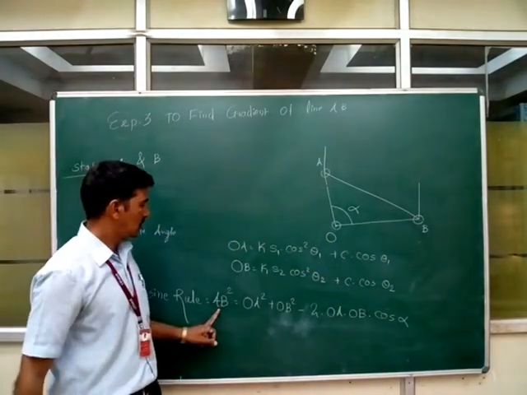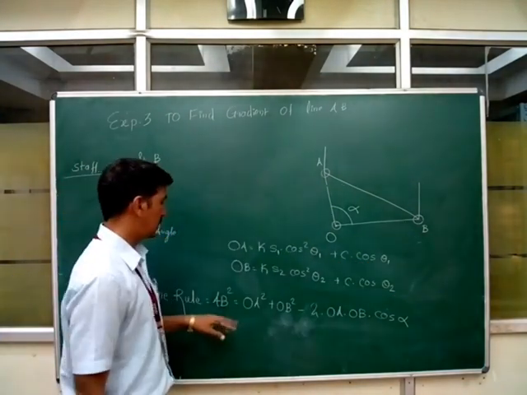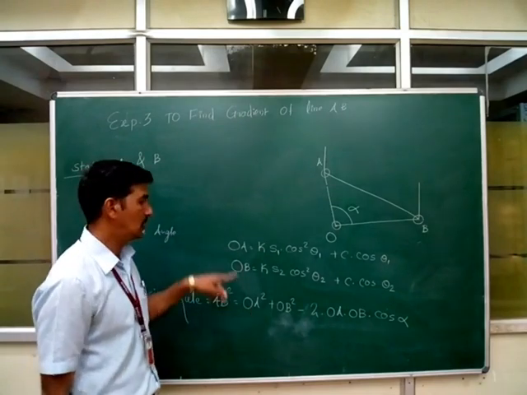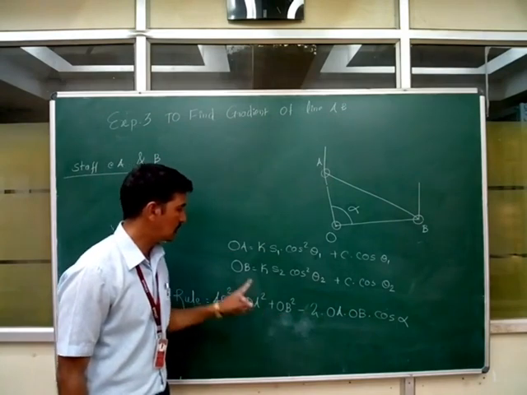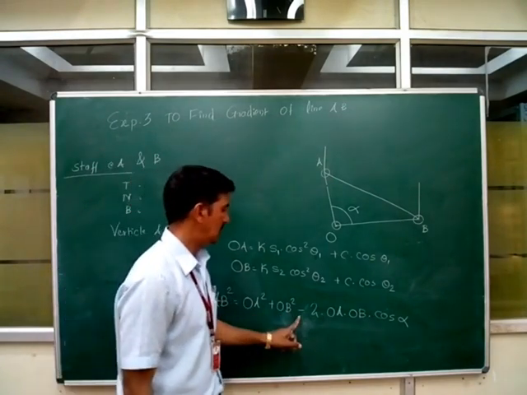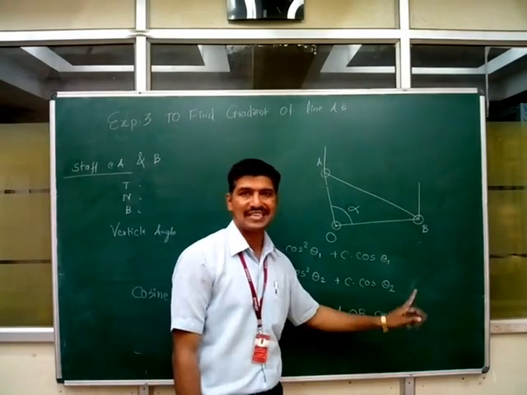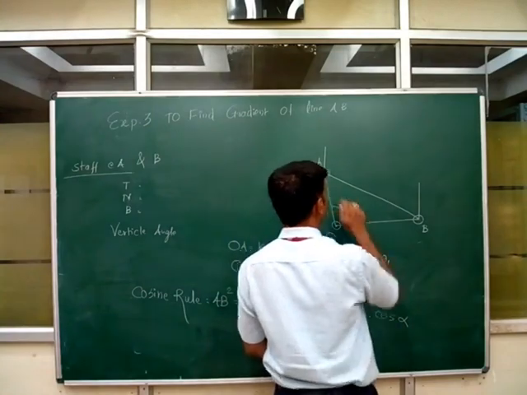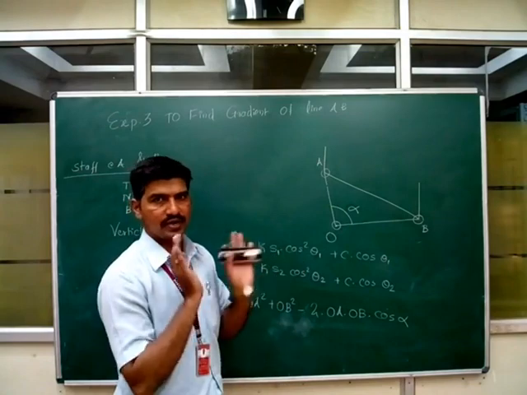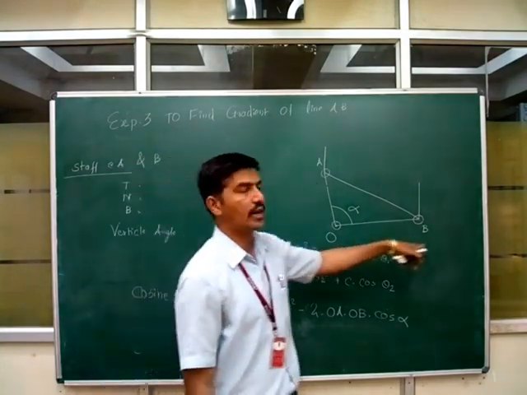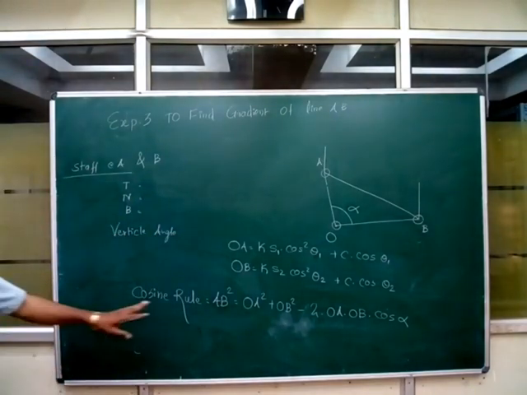What is the cosine rule? AB square. AB is unknown to us. We have to find out what is AB. AB square will be equal to OA square. OA square is the first distance we have just calculated. OB square, second distance from instrument station, minus twice of OA into OB into cos of alpha. What is alpha? Alpha is nothing but this angle AOB. Alpha is your horizontal angle between A, O and B. Okay students, so this is the theory behind finding out the distance AB.